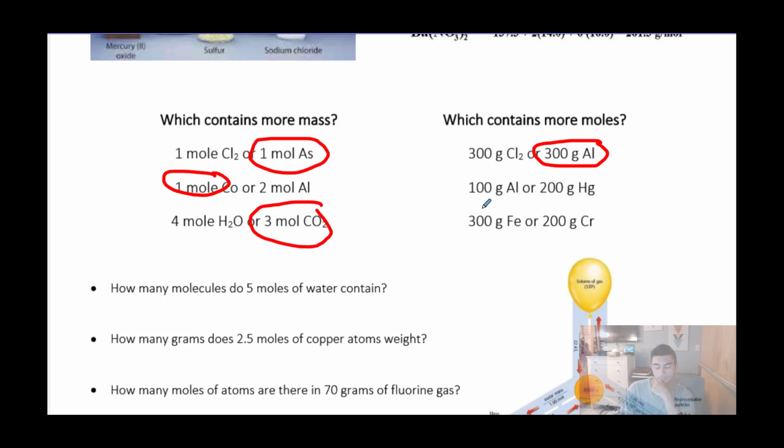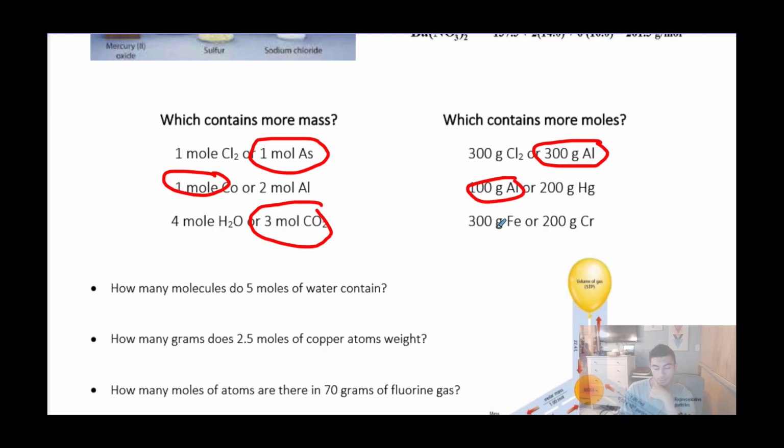100 grams of aluminum or 200 grams of mercury. We check mercury on the periodic table. Mercury has a molar mass of about 200, so that's just 1 mole. So 100 grams of aluminum wins.